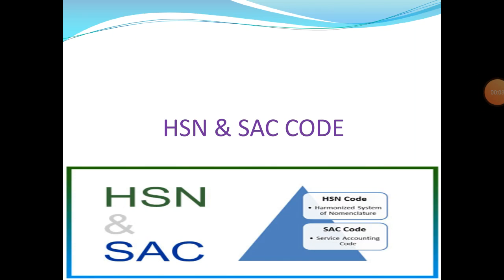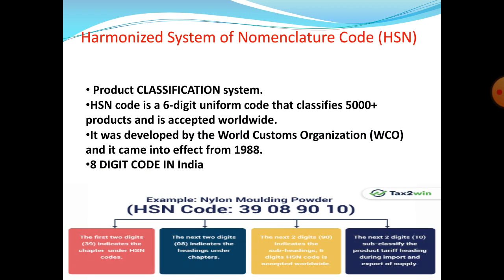HSN and SAC code. These are the codes used in GST for the purpose of identifying particular goods or services from a tax point of view. HSN code: HSN stands for Harmonized System of Nomenclature code.